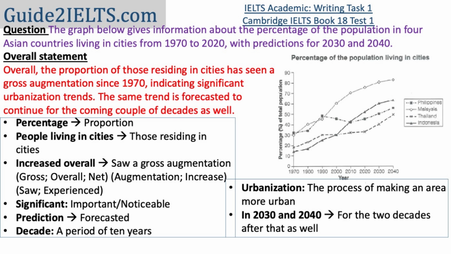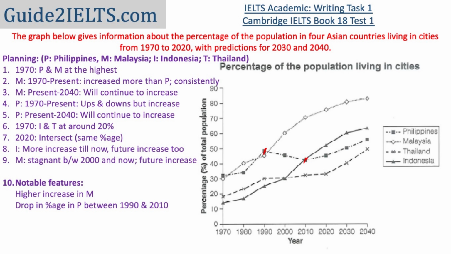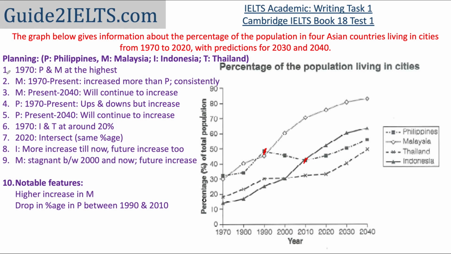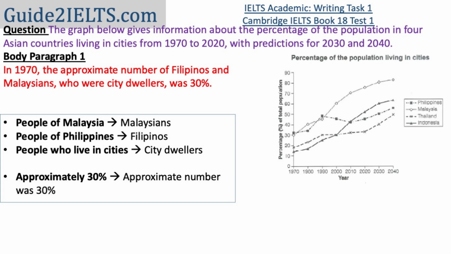Now we start with the body paragraphs. This is the planning we have for what to write and in what order. First, we start with Malaysia and Philippines in 1970. I'm using the words Malaysians and Filipinos for the people of Malaysia and Philippines, respectively. During your test, make these changes only if you're absolutely sure about what people of a certain country are called. Otherwise, there are many other simpler ways to use a variety of words.